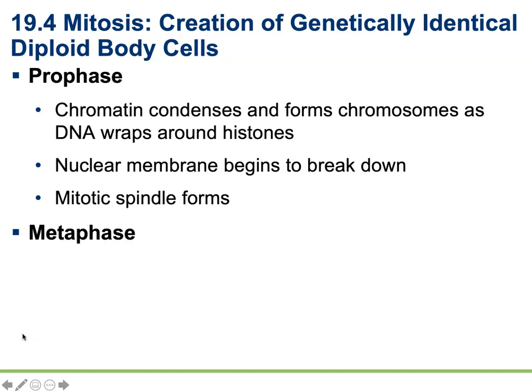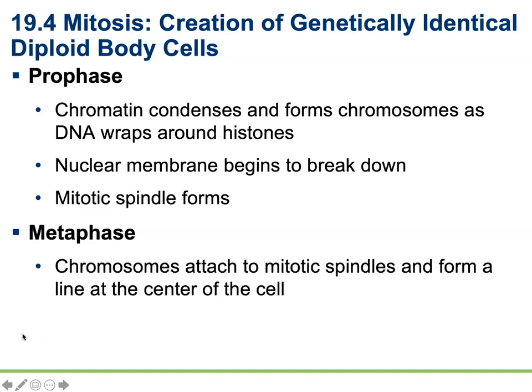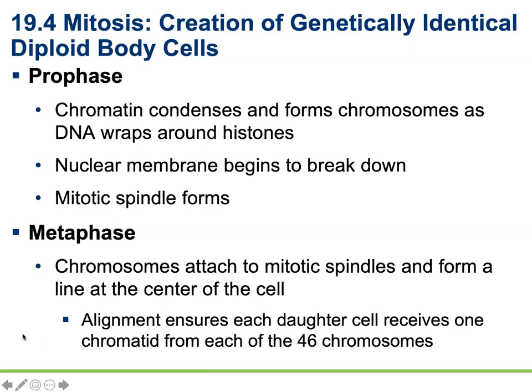The next phase is metaphase. Metaphase chromosomes are going to attach to mitotic spindles and form a line down the center of the cell. So they're going to line up right down the center of the cell. The alignment is going to ensure that each daughter cell receives one chromatid from each of the 46.